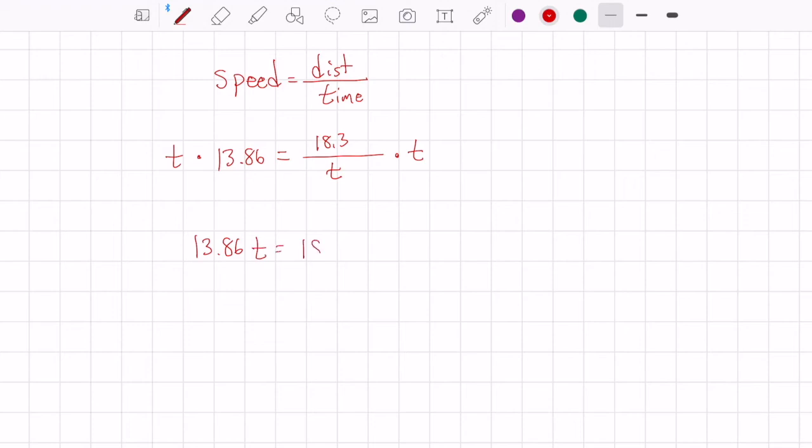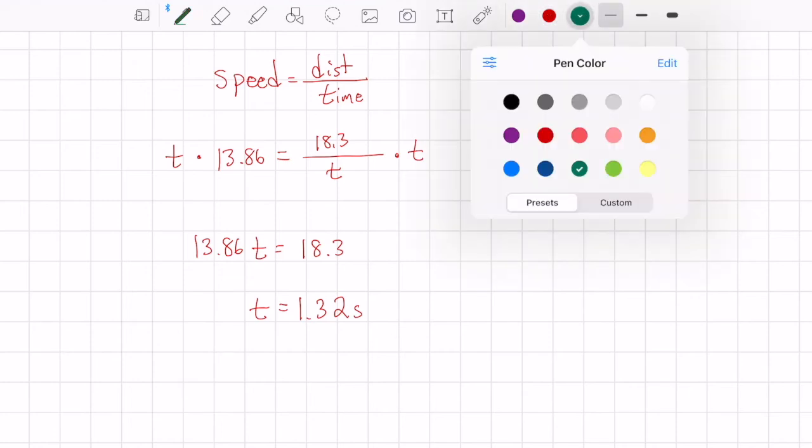We're solving for time, that's the thing we don't know, so we multiply both sides by t to get rid of it on the right. Then we do our algebra and we solve for t. You'll notice we're going to be doing 18.3 divided by 13.86. That should be a little more than 1 second, and it does. It comes out to be 1.32 seconds.